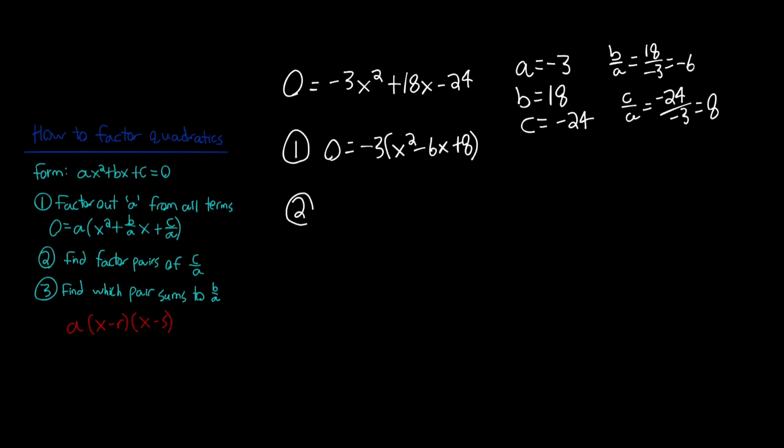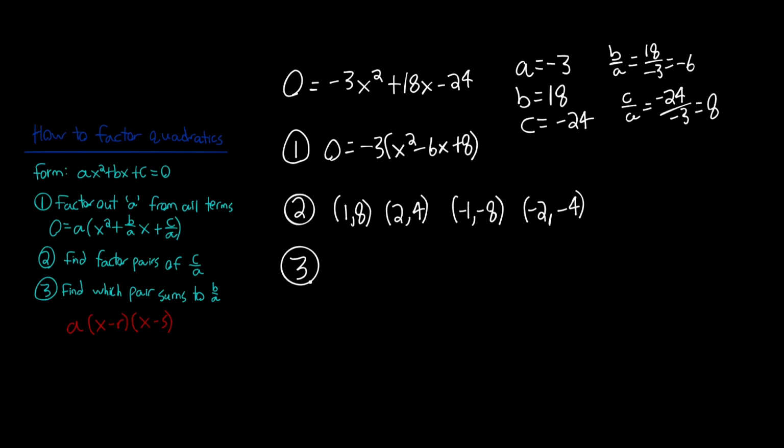So, for step 2, I want to find the factor pairs of 8. So that leaves me with 1, 8, 2, 4, and the negative versions. So, negative 1 and negative 8, and negative 2, negative 4. Okay, so now that I have these established, I want to go ahead and find which pair is going to add to negative 6, or b over a. And that leads to negative 2 and negative 4 being the numbers that I want. So I get 0 is equal to negative 3(x minus 2)(x minus 4).